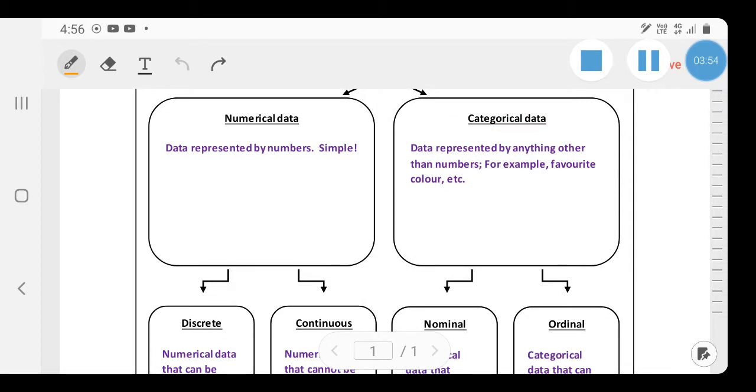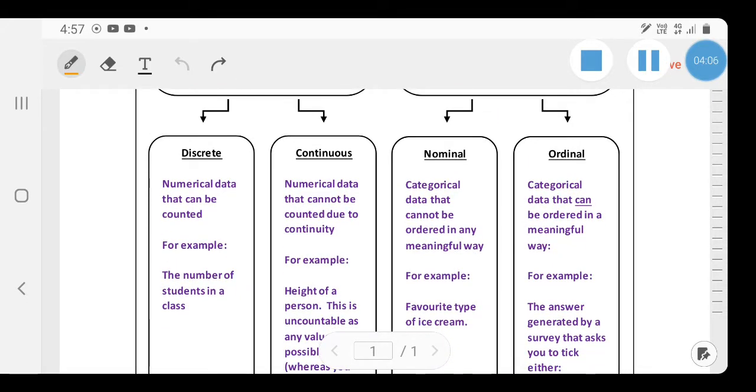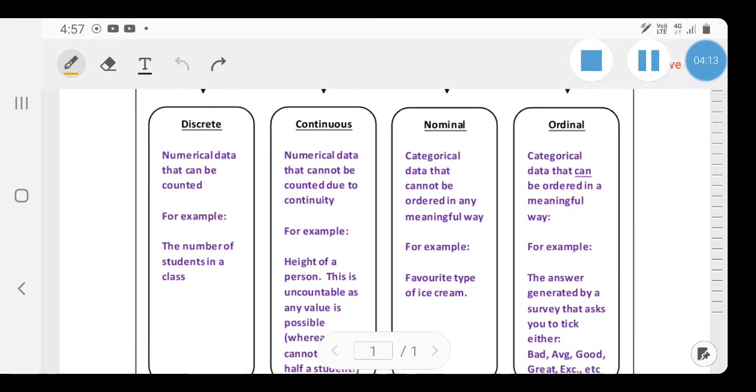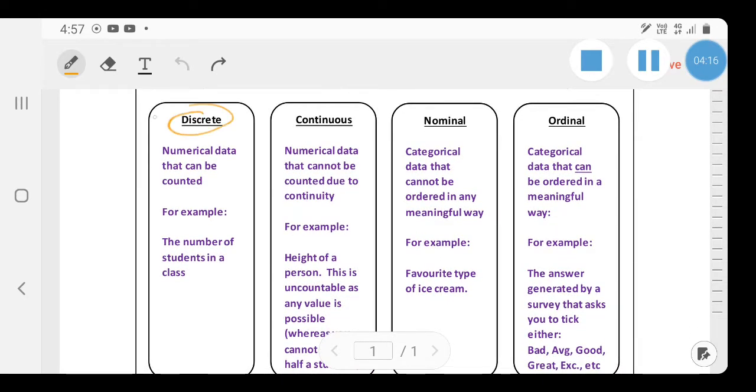All right, now this tree diagram branches off even further. So we have two types of numerical data and we have two types of categorical data. So let's look at our two types of numerical data first. All right, so we have discrete numerical data and continuous numerical data. Now, discrete numerical data, right here, that is data that can be counted. For example, the number of students in a class, you can count that. It's either 1, 2, 3, 4, 5, 6, 7, etc.